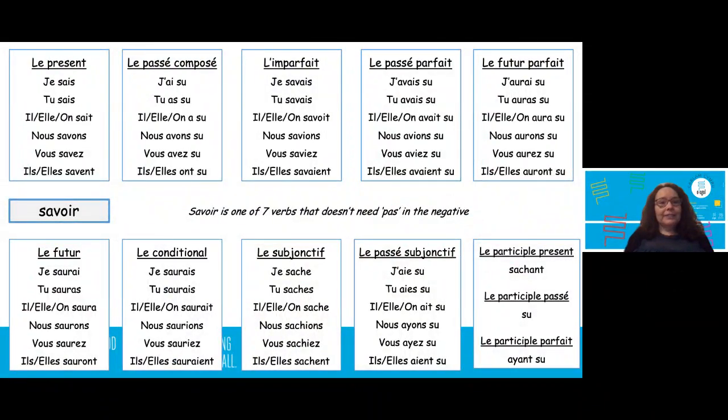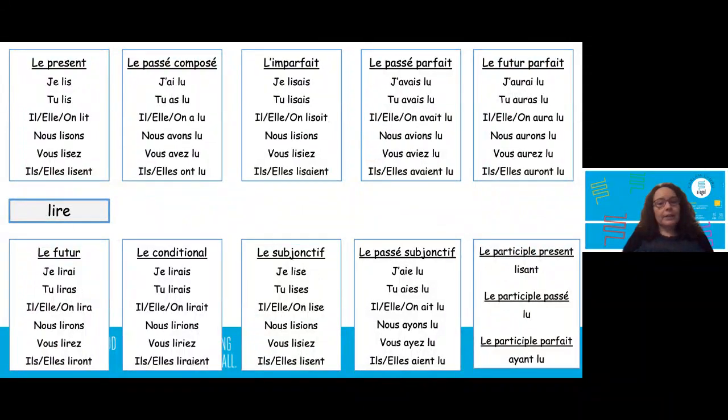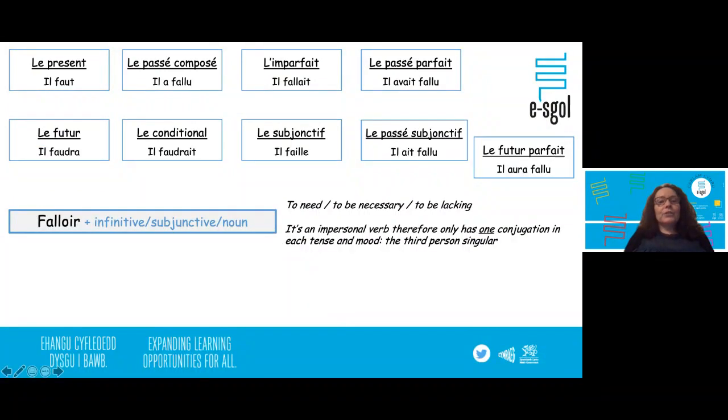There's savoir, again in a variety of tenses. It's the same layout, the same tenses, but just a different verb. So there's savoir. And lire is another tricky one sometimes, similar to voir. And finally then there is falloir. And this one obviously is a lot shorter because it's an impersonal verb. There's only one conjugation, so it's much easier, but it's still a tricky one. It's a really useful verb structure, and I would advise that you learn it.